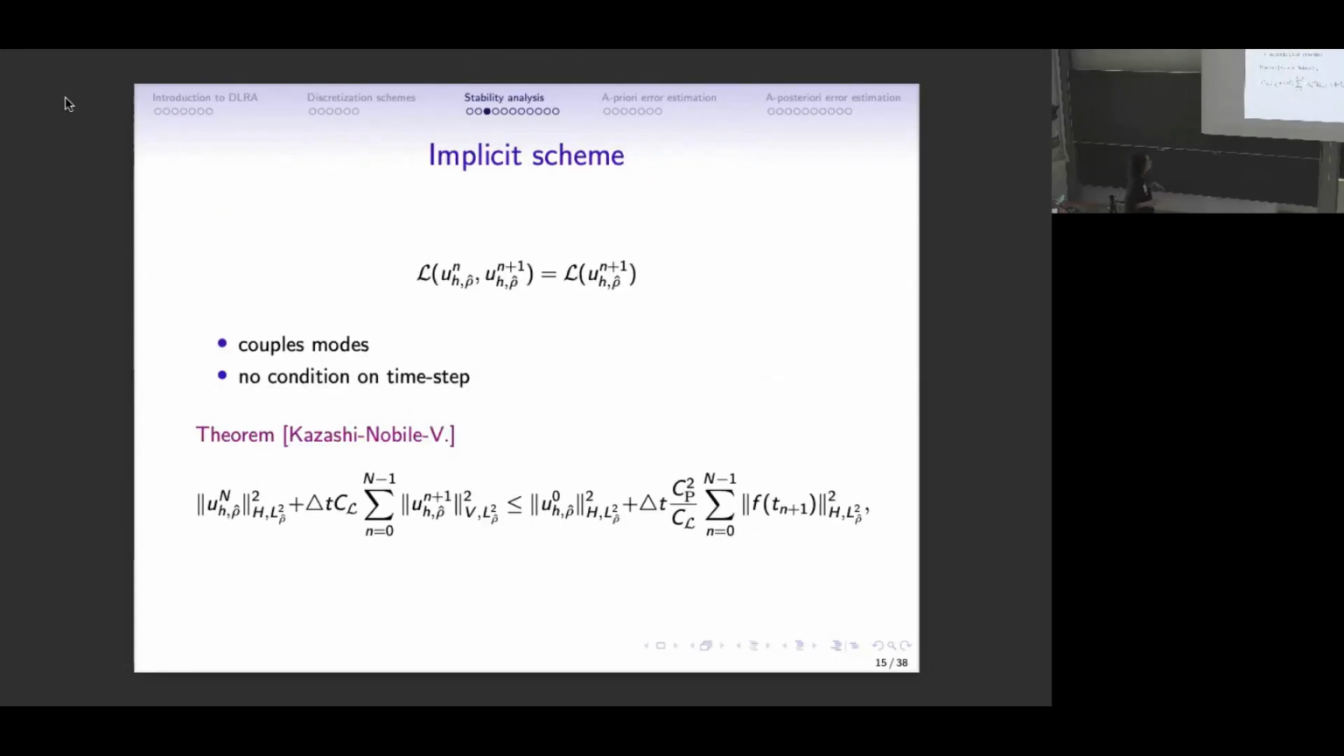Now I will specify the operator evaluation and then state stability properties for the specified scheme. We introduce an implicit scheme in which the operator is evaluated in the new solution. This scheme completely couples the modes. You cannot compute the mean value, then the deterministic, and then the stochastic; all of these are coupled together. However, it has the nicest stability properties, of course. We have an analogous result which bounds the error in the H norm at the final time plus the integrated in time V norm by the H norm of the initial condition and the integrated in time forcing term. This is the same stability estimate you would have for just applying implicit Euler on your equation. So again, you don't see any DLR-ness in this result at all.